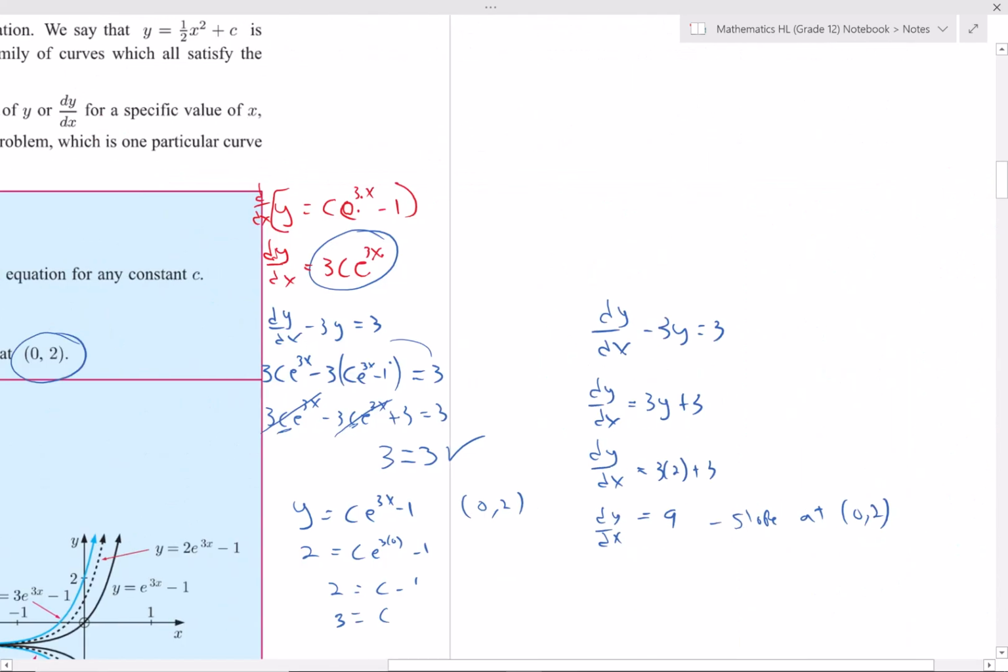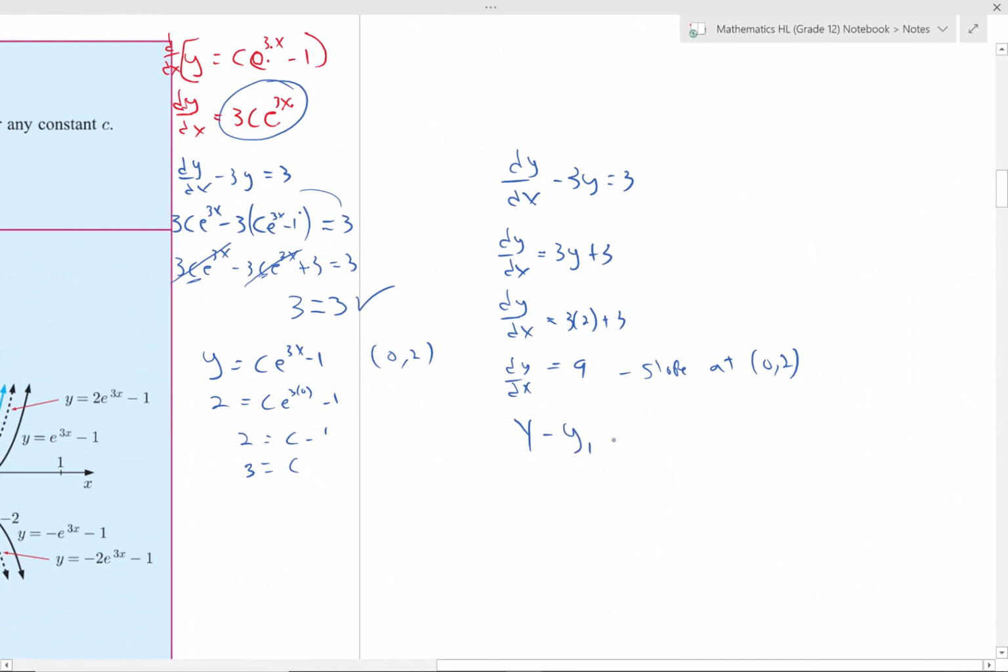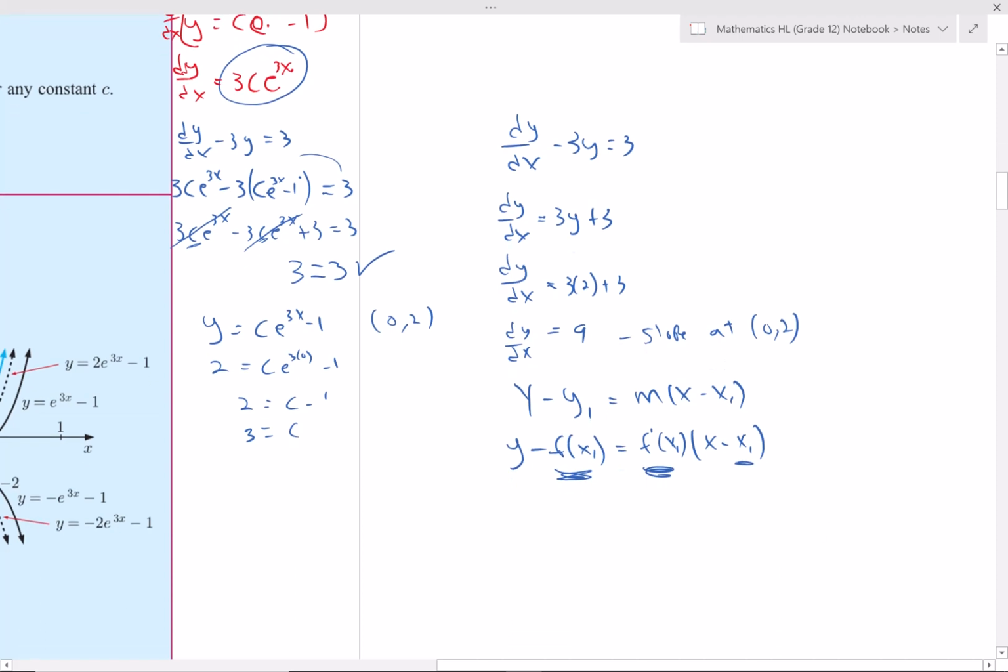I want the equation of the tangent line. So remember, this is an equation of a tangent line in general. It's kind of easier to see it if you look like this, right? So this is the y value at x1, this is the slope at x1, and this is the coordinate of x1. In this case, x1 is 0. So y minus f of 0, which is 2, equals the slope at x1, which was 9, times x minus 0. So the equation of the tangent line would be y equals 9x plus 2.